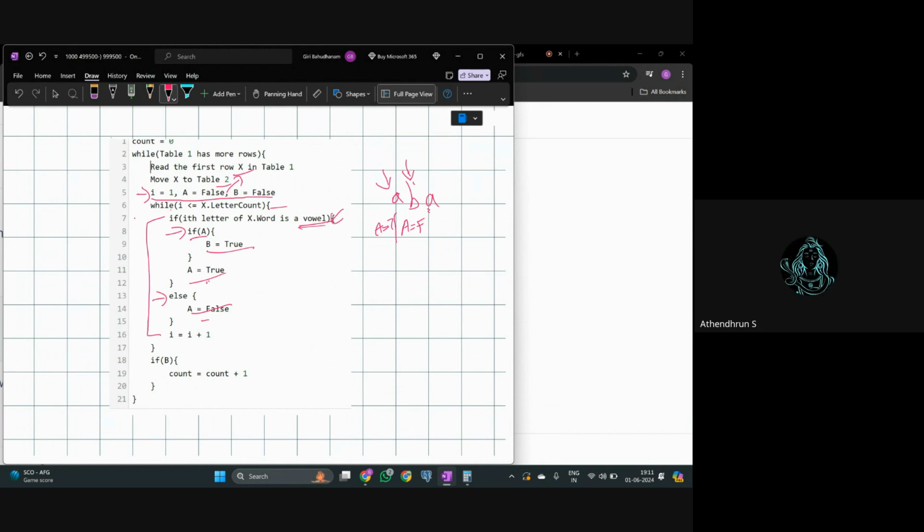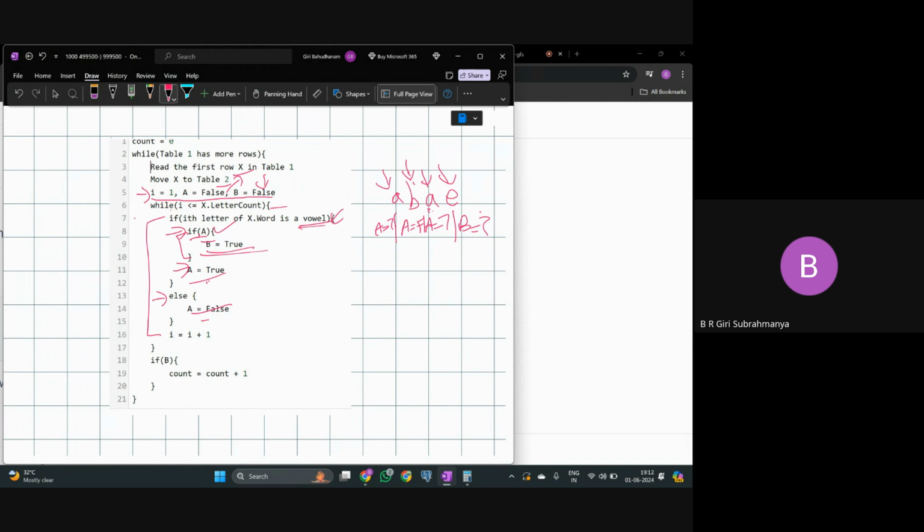So this if condition won't get executed, but we'll make A true again. Now if the fourth letter is also a vowel, A is true, right? Because the previous letter was a vowel, A is true now. If that is the case, we make B true. From false, B became true.